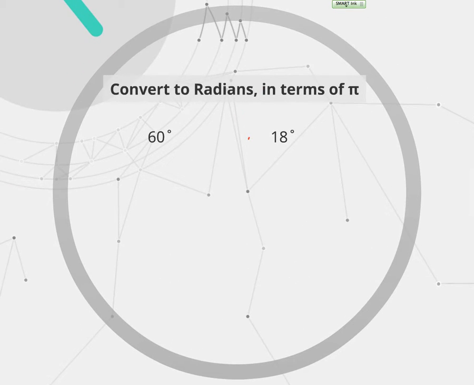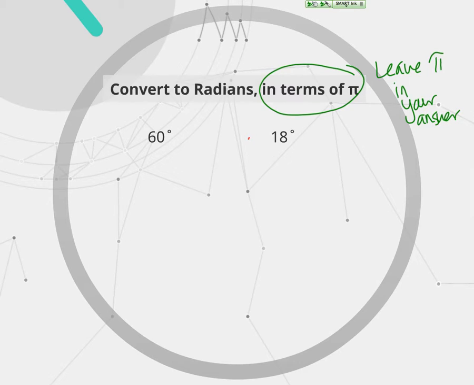All right, so we're going to start with converting these degrees to radians. It says in terms of pi, so when it says in terms of pi, does anyone know what that means? Absolutely. Leave pi in your answer. So you don't want to multiply it out and have a big long decimal. You're going to leave pi in your answer.